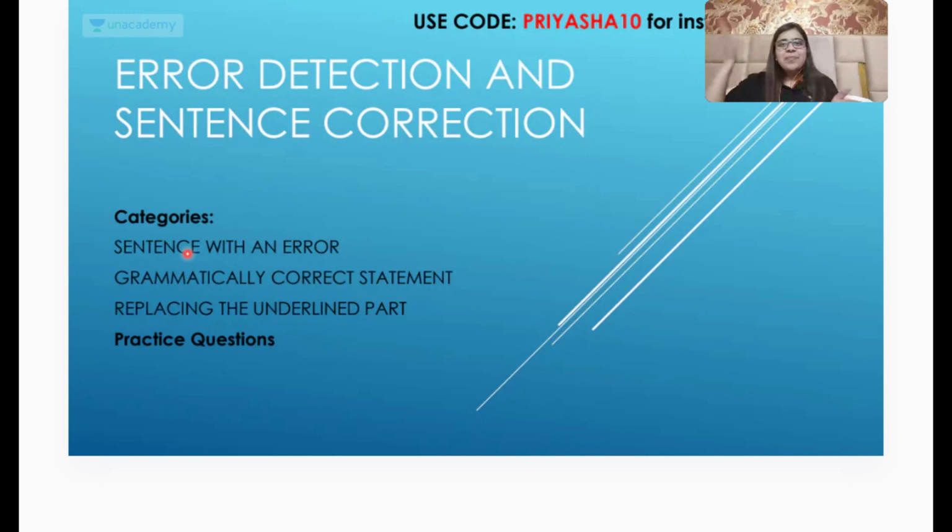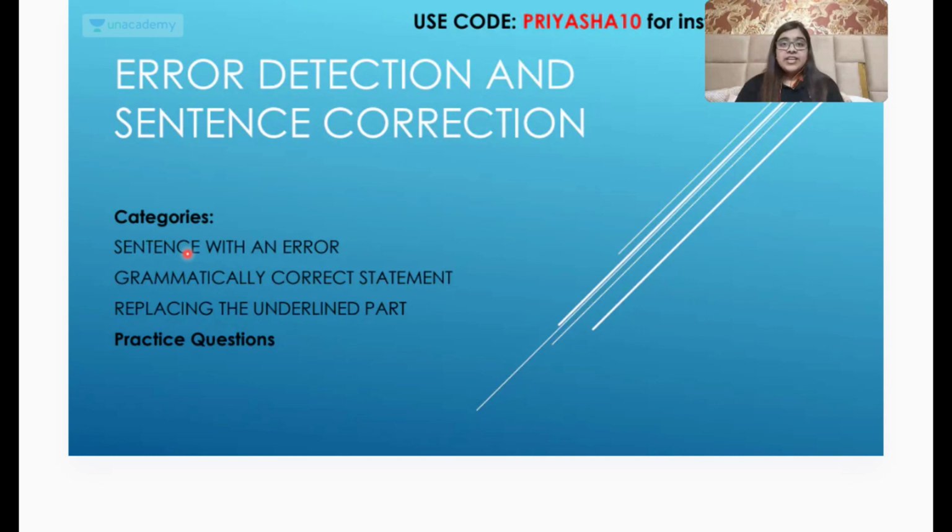So the first category is sentence with an error. As I said, the sentence will be divided into 4 parts, and you have to find out the error. Then, grammatically correct sentences. This is literally tough. When we go down, we'll come across very closely related options, and everything will appear so correct or so wrong that it might create a problem. But that's how we are going to deal with it, and that's what we'll do in the class. So 4 sentences will be given, and you have to spot out the correct one.